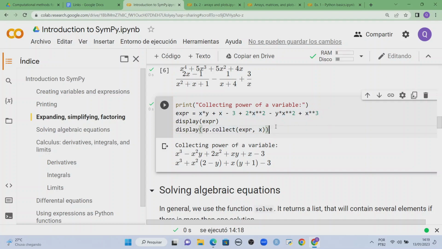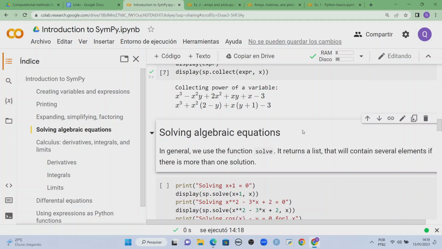Good, so this is pretty much only simplifying and organizing expressions, okay? What can we do in terms of really actual math here, right? So, nice math. The first one is solving algebraic equations, right?